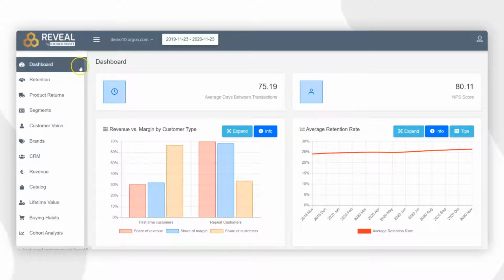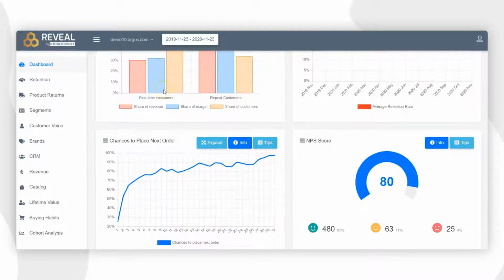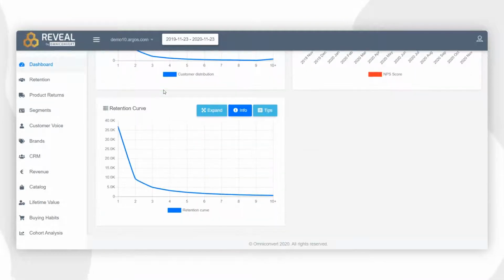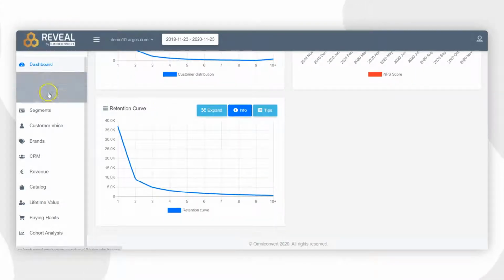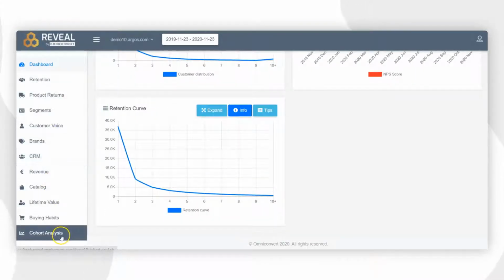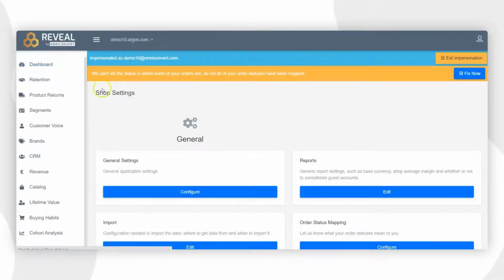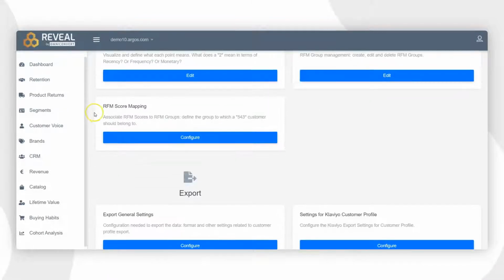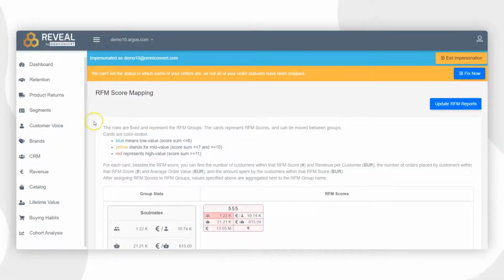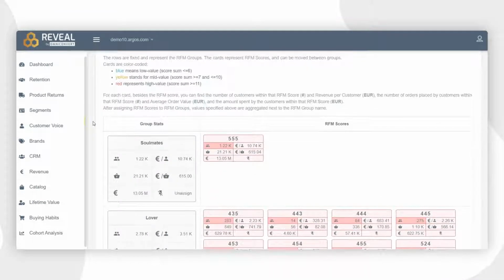In the dashboard, you will see a few charts that are commonly used by our users. The charts can also be found in the sections on the left. The first thing we recommend you to check is your RFM. You go to Settings and select from the list Rfm Score Mapping. This is where you can see all your database of customers segmented based on their buying behavior and transactional history.